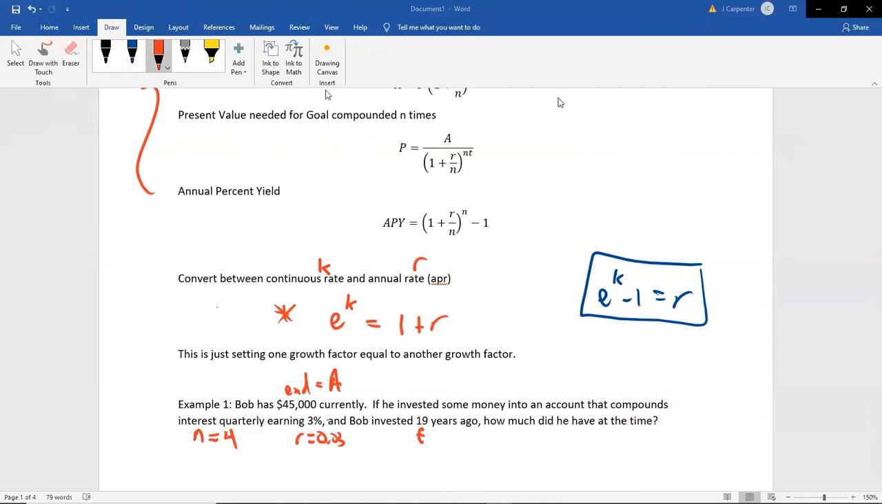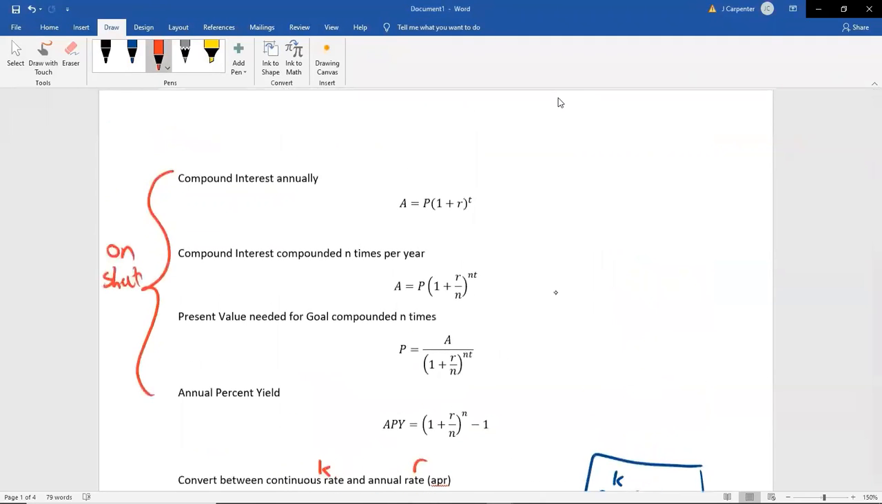Now we know the ending amount, which means we're trying to find the starting amount. How much did he have at that time 19 years ago? That's the starting amount. That's the unknown. That's the P. We don't know it. So we don't want to use any formula that has a P on the side where we're plugging things in. So it's definitely not one of these two. APY is just converting one rate to another type of rate, so it's definitely not that one. It's got to be this one because we know the A, we know the R, we know the N, and we know the T. So that's the formula we're going to need to use.